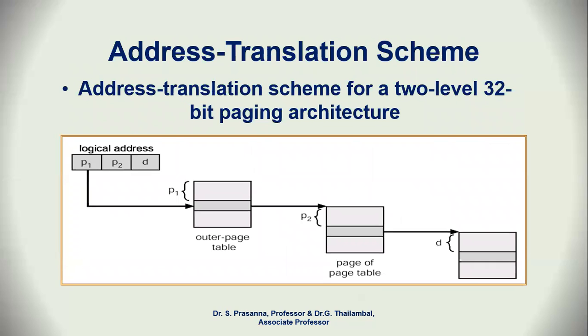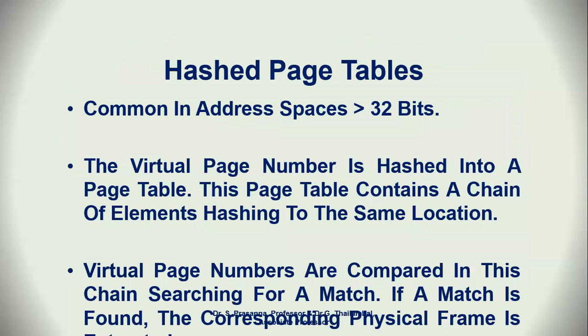Address translation scheme. So the logical address is P1, P2 and D. P1 is the outer page table, from where you can go into the inner page table, that is P2, and when you add the offset, you can directly go into the main memory to access that particular page.